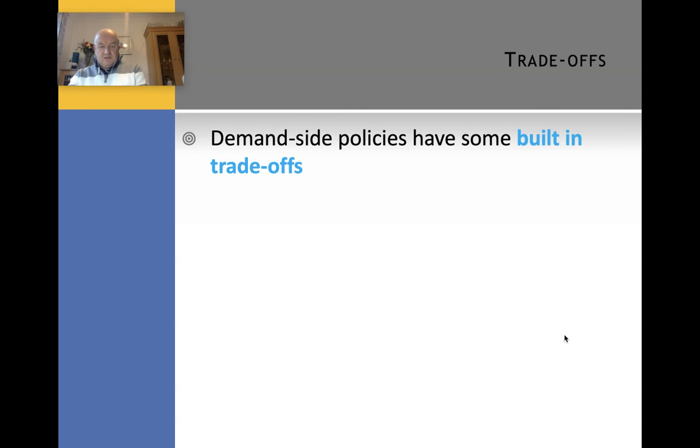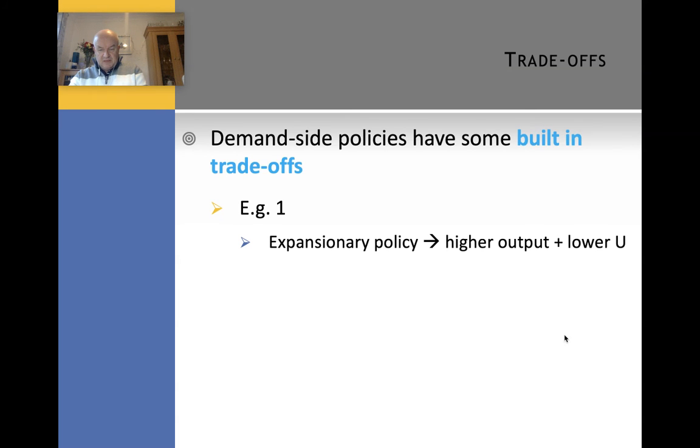Okay, now there are always going to be trade-offs. If you think about it, demand-side policies will have some built-in trade-offs, and let's look at one example. If we've got expansionary policy going on, so we're essentially trying to stimulate more demand, that's going to mean that we get higher output, and if the expansionary policy is successful, we're going to get higher output and lower unemployment. But the expense, the danger of expansionary policy, is that it's going to be causing higher inflation. So again, this trade-off between what are we going to do? Are we going to go for higher output and lower unemployment and then just manage the inflation implications later?